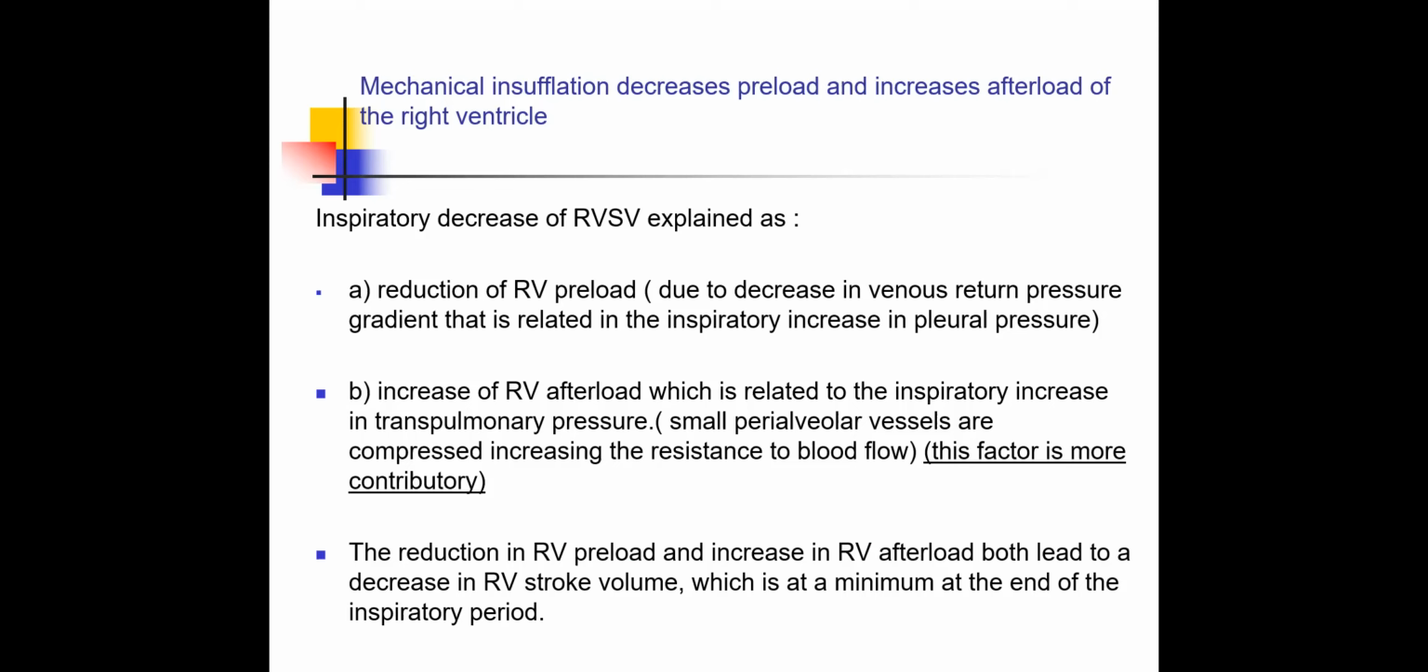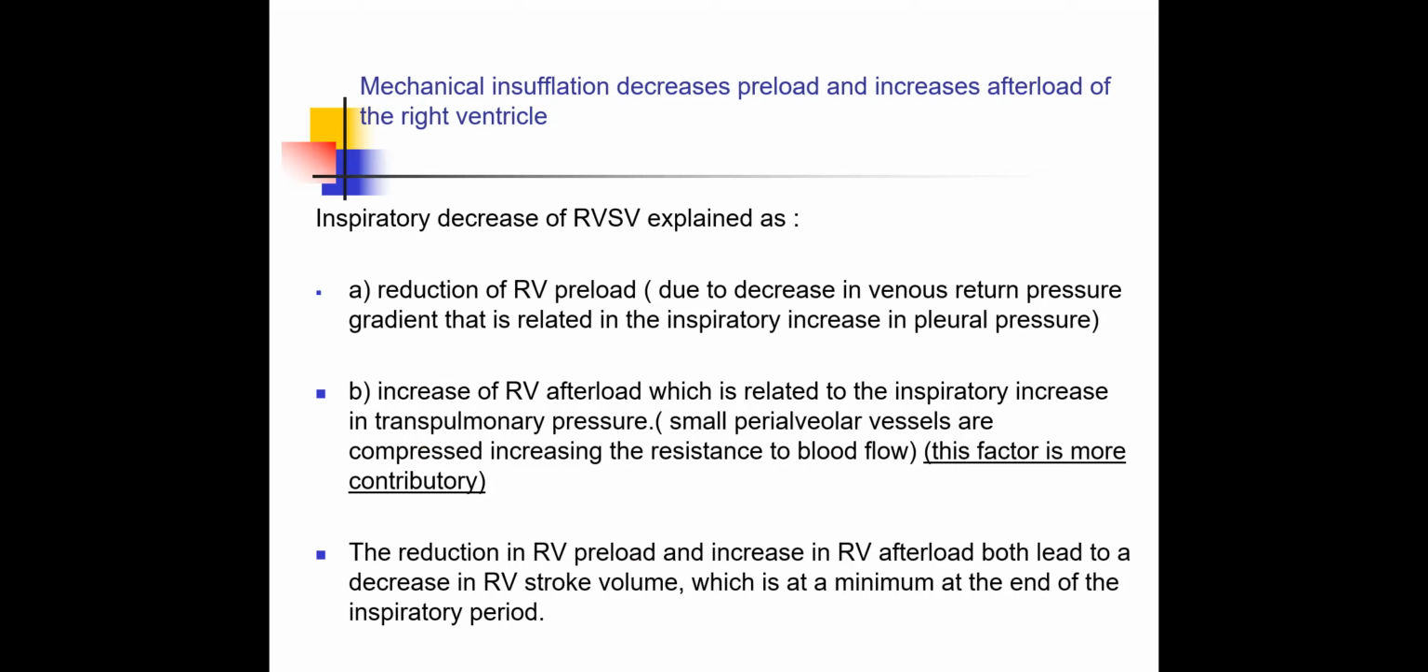Now, the increase of RV afterload is related to the inspiratory increase in transpulmonary pressure. Why? How do we explain it? Small perialveolar vessels are compressed, increasing the resistance to blood flow. So, during inspiration, when there is an increase in intrapleural pressure, that increased intrathoracic pressure is conducted to the pulmonary artery pressure or the small perialveolar vessels, which are compressed, causing an increase in the resistance and leading to an increase in the RV afterload.